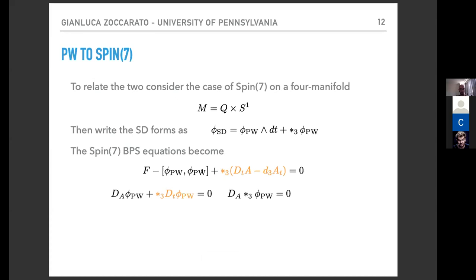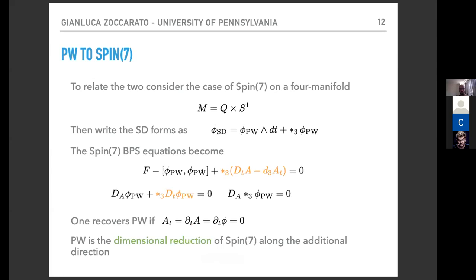And basically this happens if the holonomy around the circle is zero and all fields are independent of the direction of the circle. So basically you can interpret Bender Weinhold as a dimensional reduction of spin 7 along this additional direction that appears in the game.